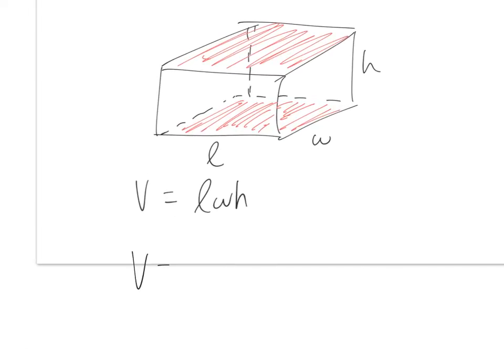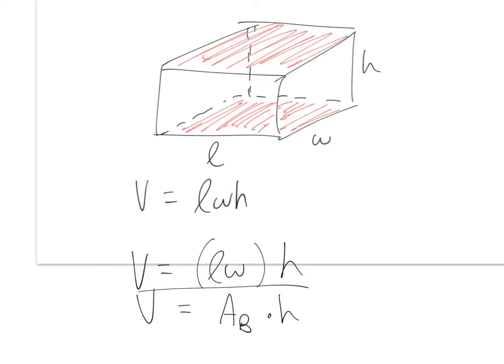LWH. Well, I could leave H alone. What is LW really? Of what? Yeah, the red shape is the area. Think of LW as the area. So we could say it's the area of the base, really, times the height. Here's your formula for any prism, okay? The volume for any prism whatsoever. If you could find the area of one of the bases, then just simply multiply it by the height. Area of the base times the height.